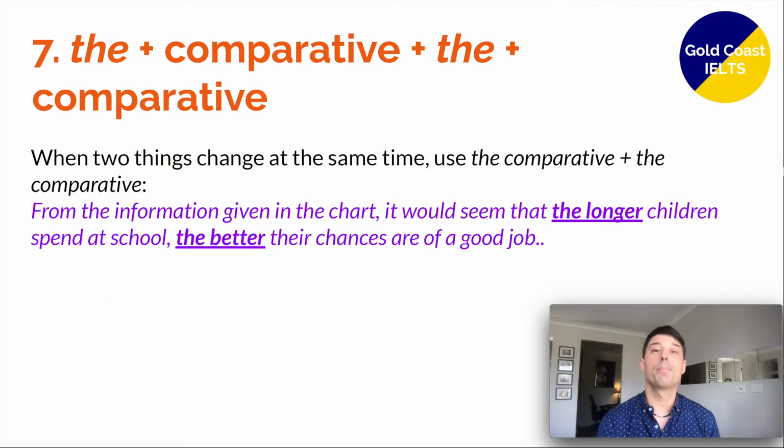So the last comparative structure we'll look at today is the comparative plus the comparative. Quite a common one, but not easy to use. Let's take a look. So when two things change at the same time, use the comparative plus the comparative. For example, from the information given in the chart, it would seem that the longer children spend at school, the better their chances are of a good job.